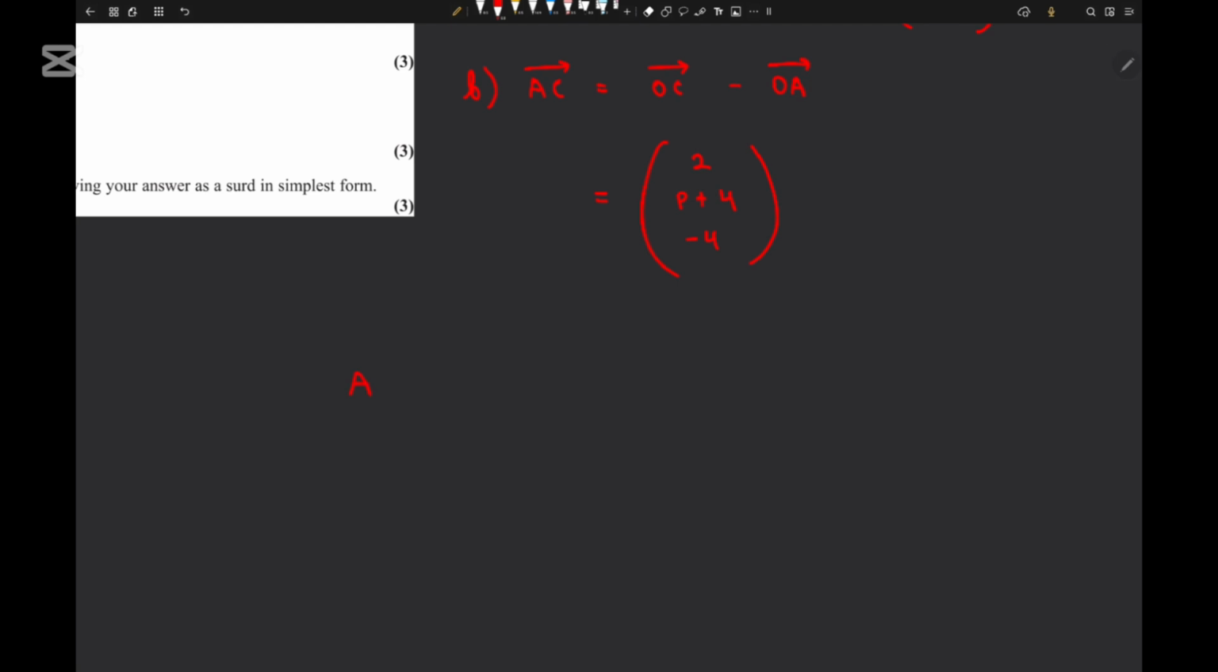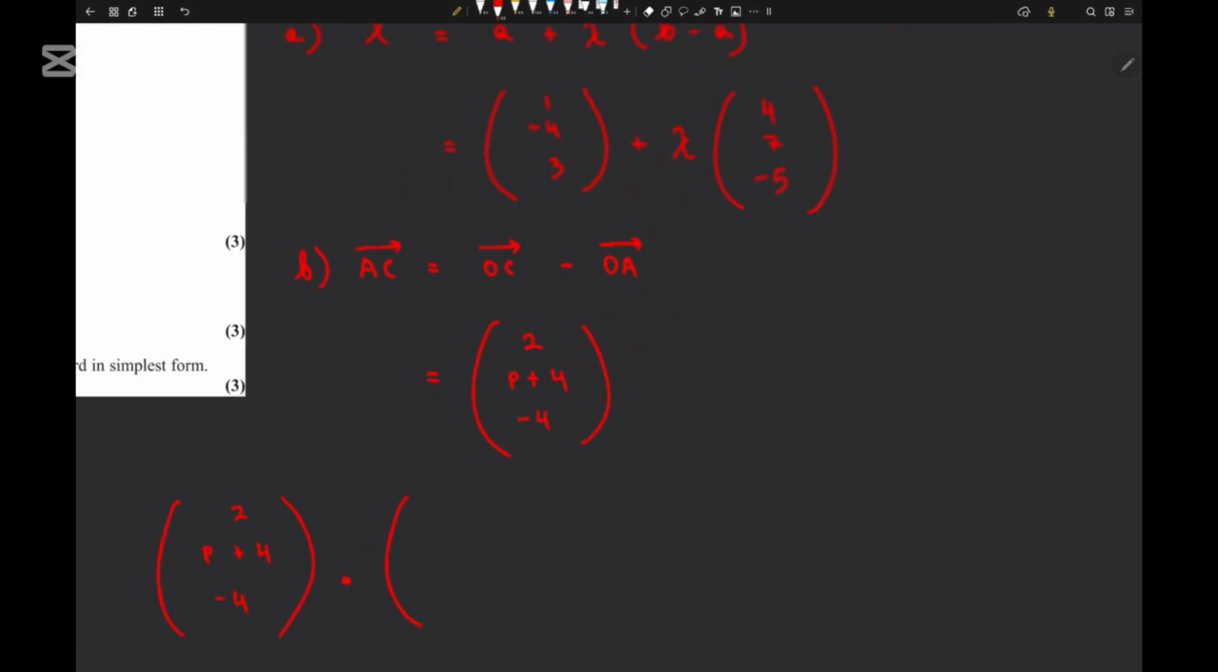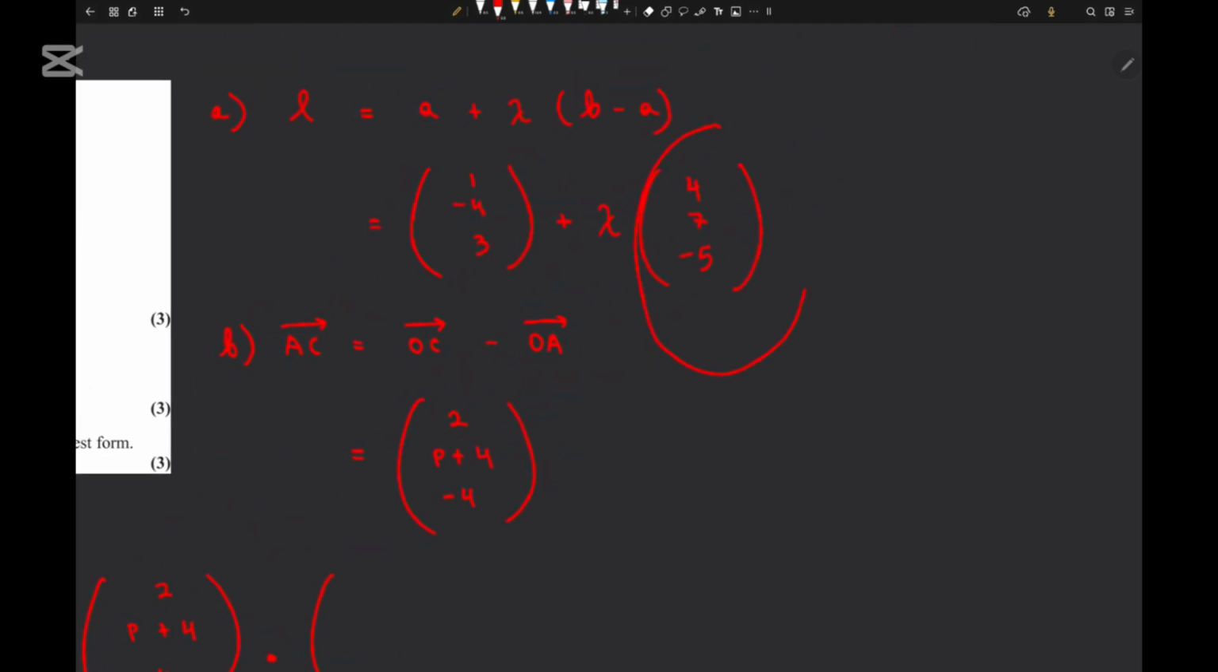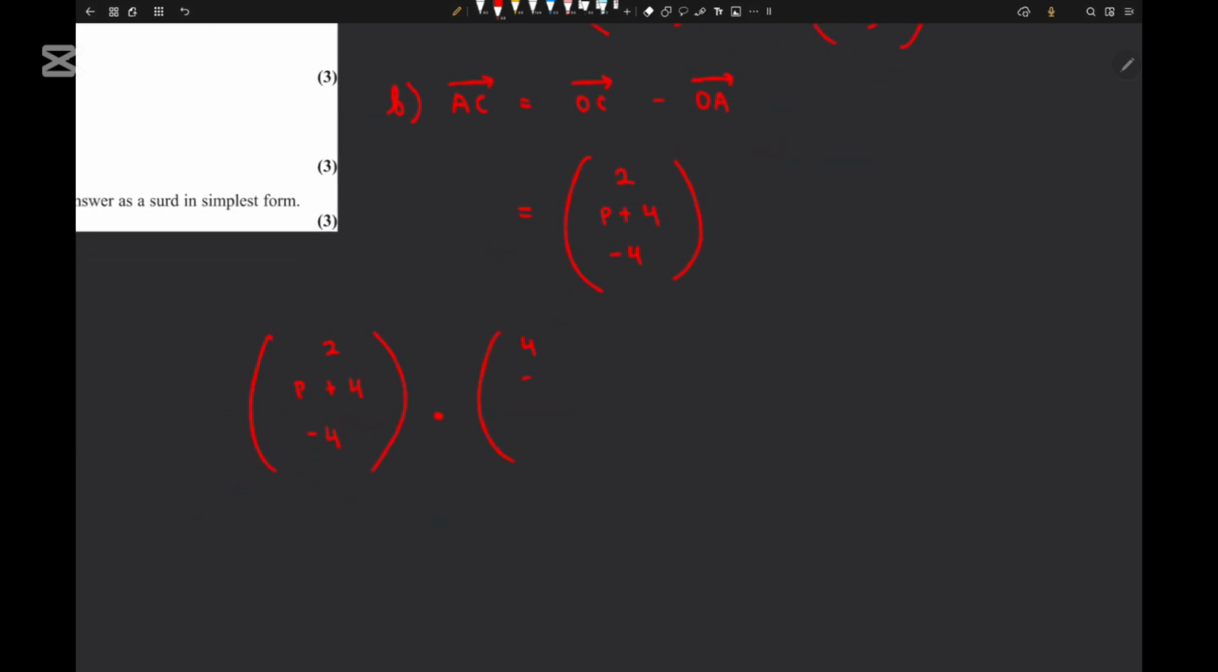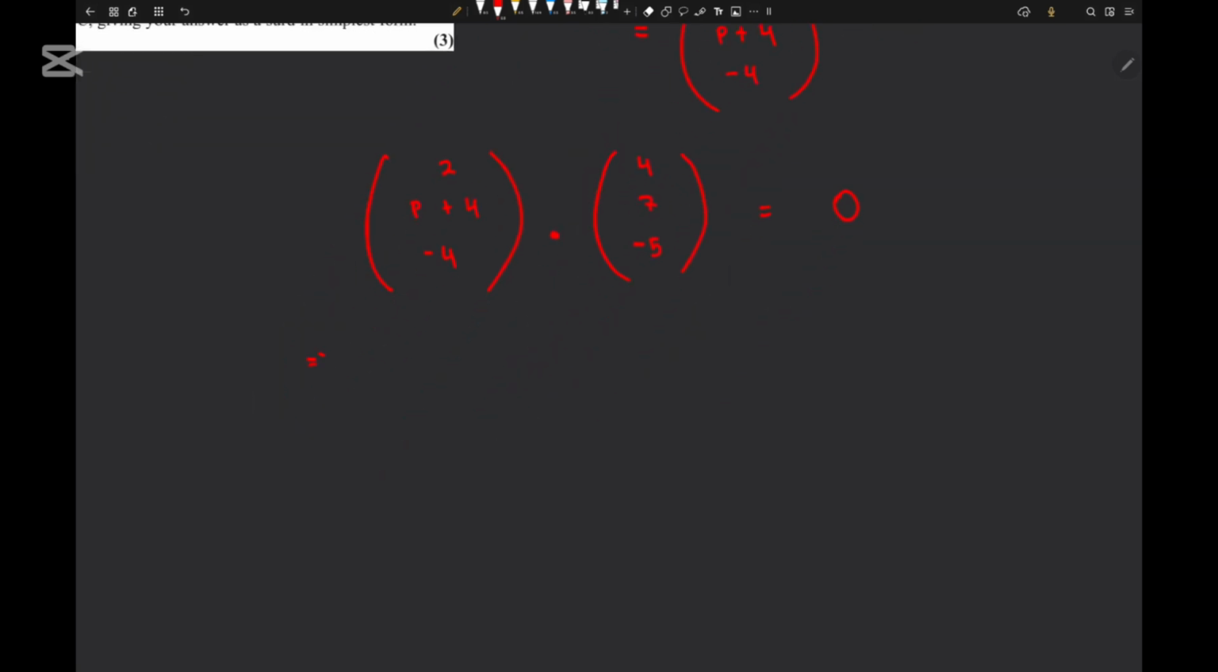So if I multiply the AC vector, which is 2, P plus 4 and minus 4, with the gradient of line L, the gradient of line L is 4, 7 and minus 5. This should give us a value of 0 since these two are perpendicular vectors.